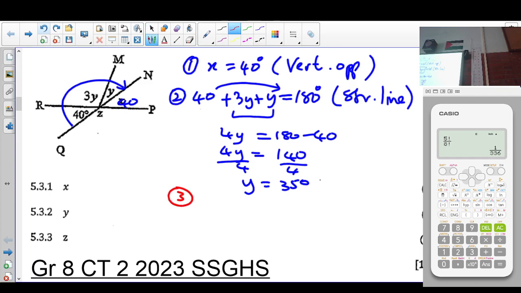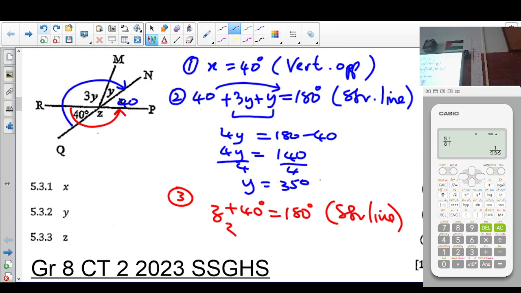The third one is z. It's going to be angles on a straight line. So z plus 40 is equal to 180, straight line. So z is going to be 180 minus 40, which is 140 degrees. Okay.